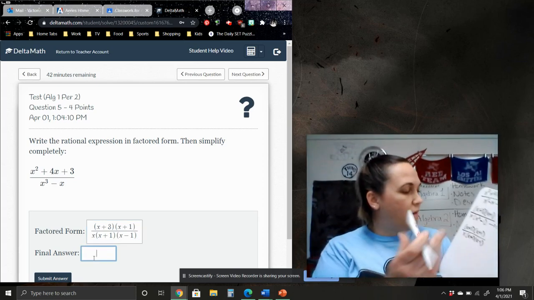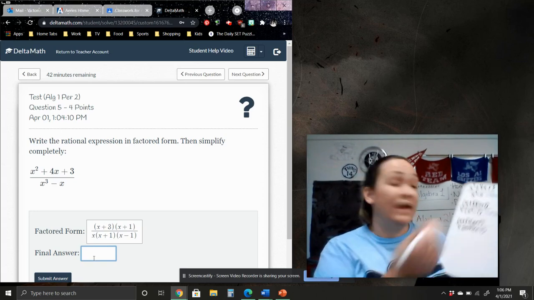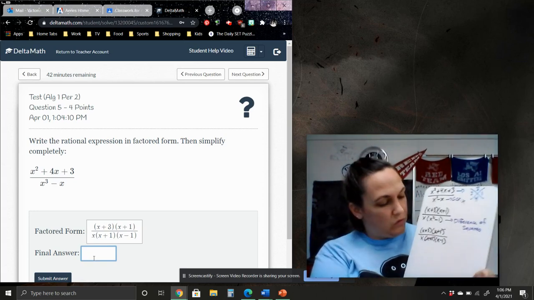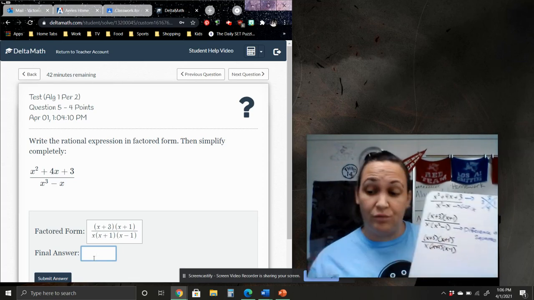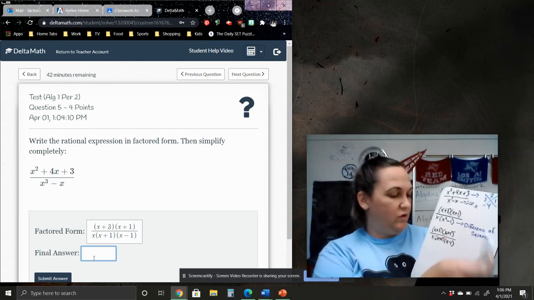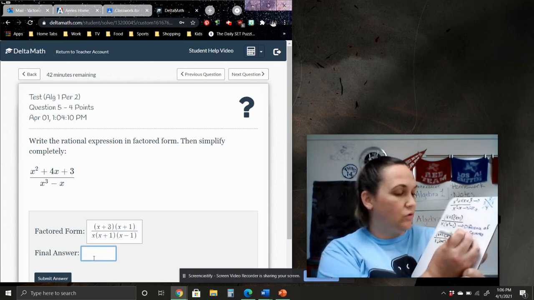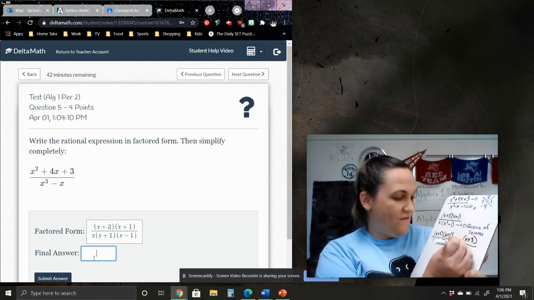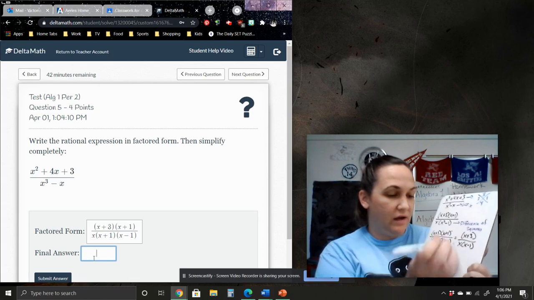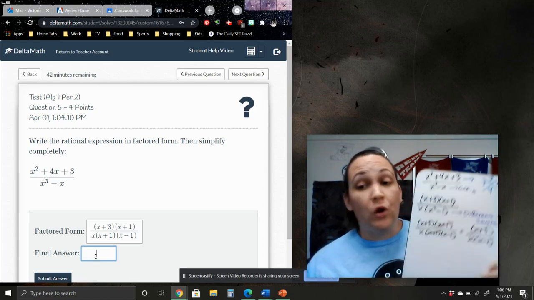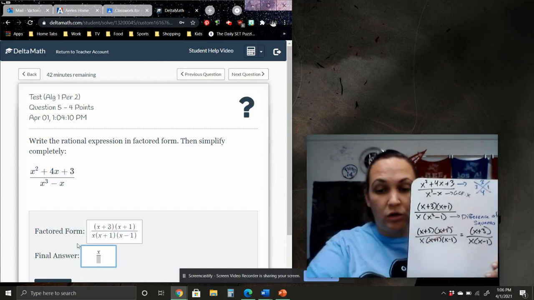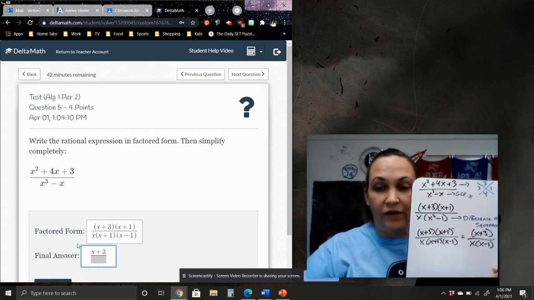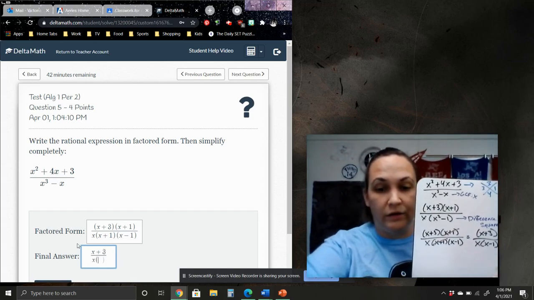All right, in this problem, I can cross off my x plus 1s, and I cannot cross off anything else. So this x that's not in a parentheses can't cross off with an x that is in a parentheses. And just like on our previous problem, it is mandatory that you keep this in factored form, which means that your x is on the outside. If you don't keep it in factored form, it looks like you never factored to begin with. So make sure that it is completely still factored in the final answer.